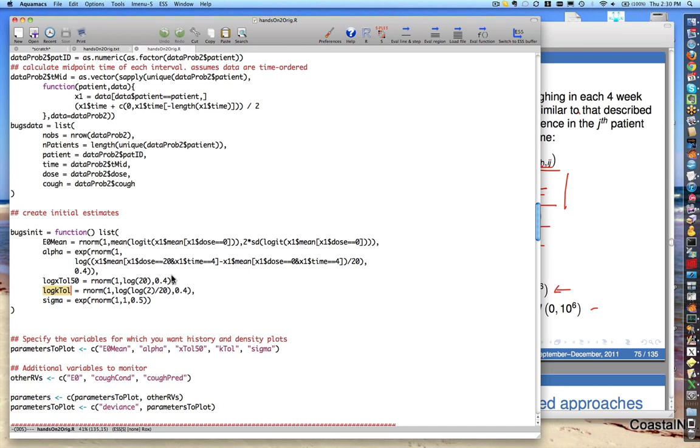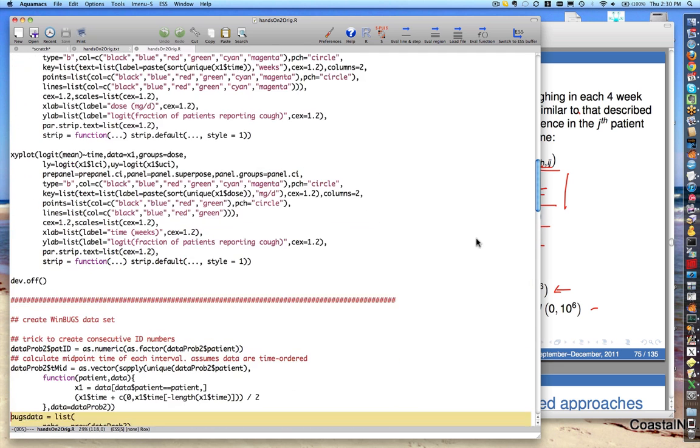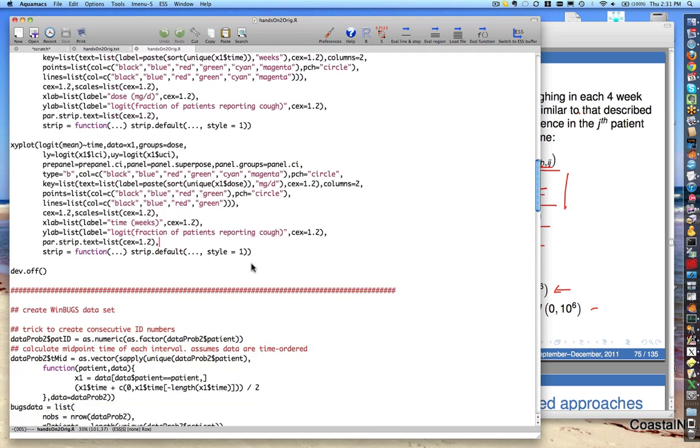By the way, here I've got 0.4s. Since these are log transformed, these are approximate CVs, so we're talking about roughly 40% CVs for those two quantities. And then finally, sigma, again, was a very crude number that I put in there. And then I ran them, basically using those.